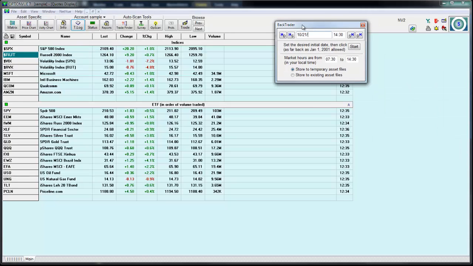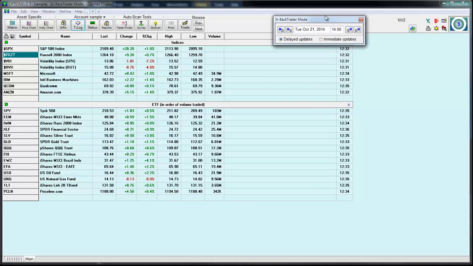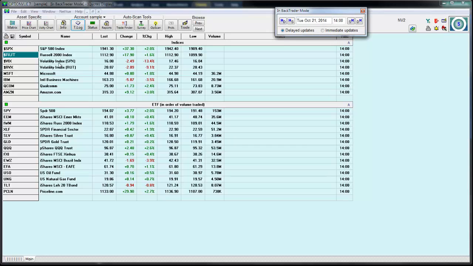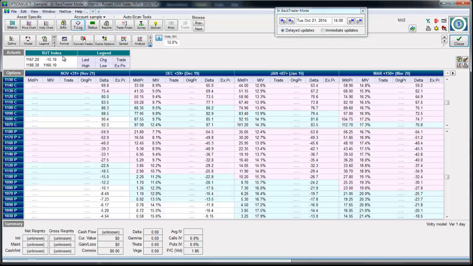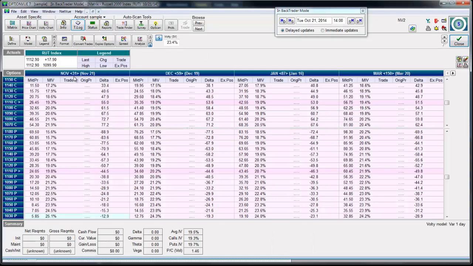October 21st, 2014. You'll notice the gigantic move up in the Russell on that day. We had about 31 days until the options expire. And right off the bat, let's go in and do some long calls. Let's do 12 long calls right at 1150 right here, okay?